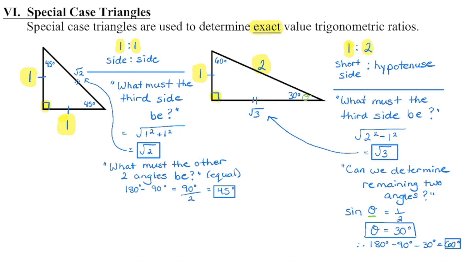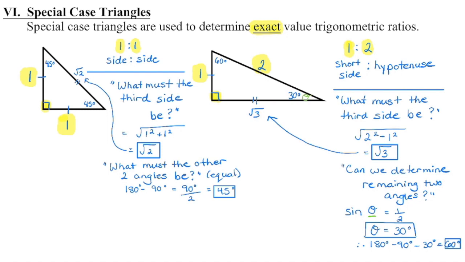There are two special case triangles, and if you can remember that the first one has a 1-to-1 side ratio, so whatever the length of this side is, this side here has the same measurement. Now, 1 is the easiest number to work with, which is why we tend to go with 1. If you can remember the 1-to-1 side ratio of a right triangle, that's all the information you need to determine the missing pieces of information. If you ask yourself, okay, if we know this side length and this side length, could we find this side length?